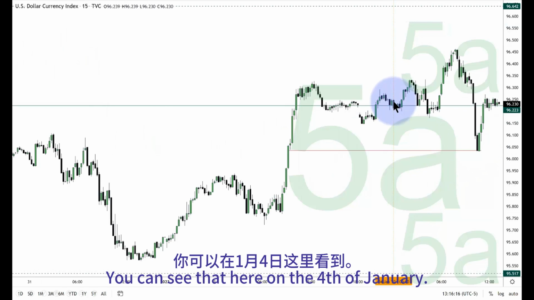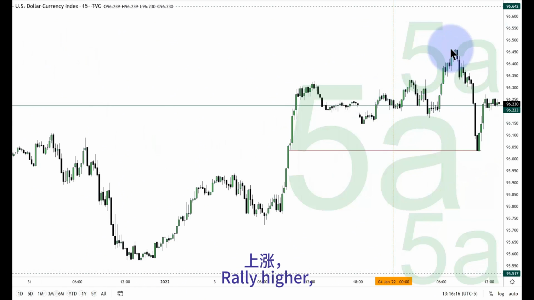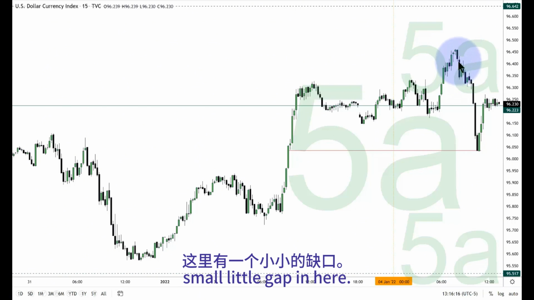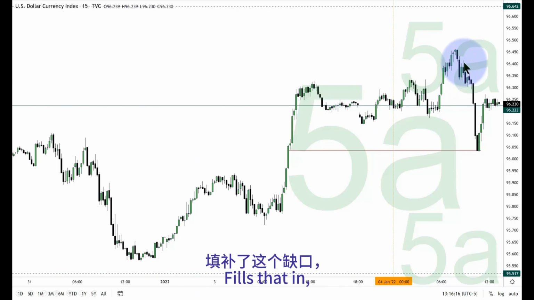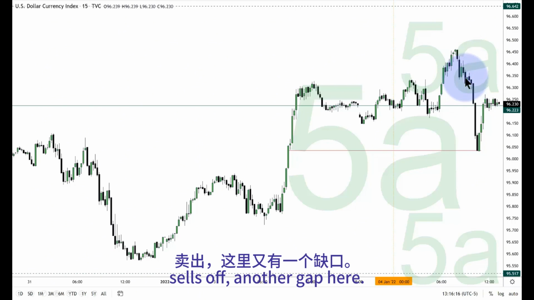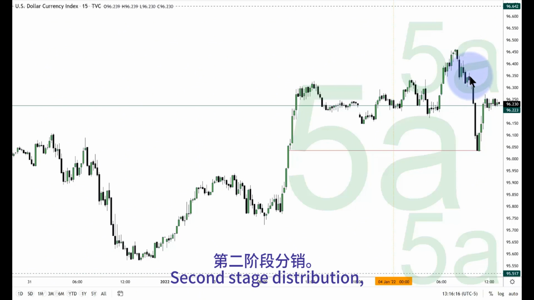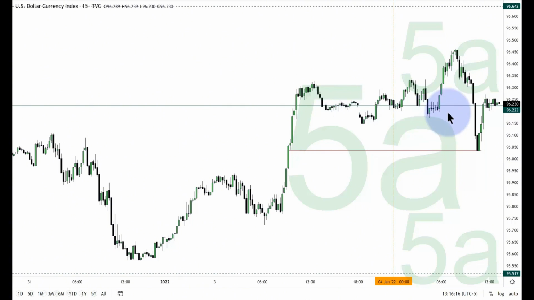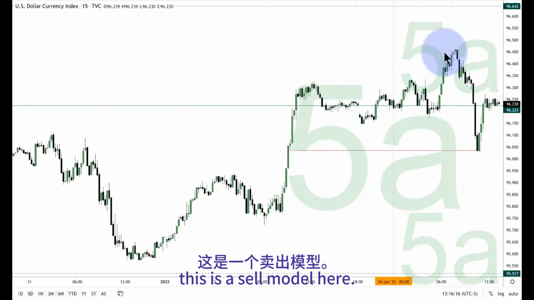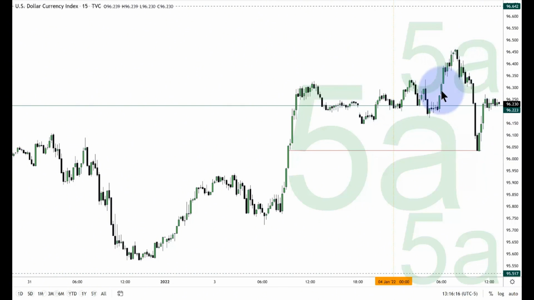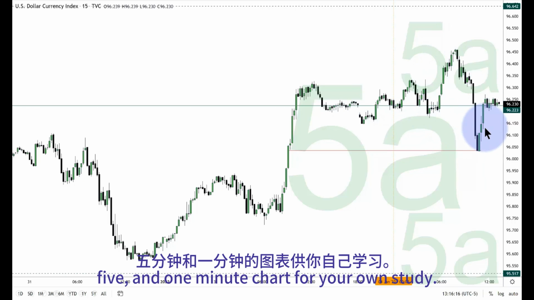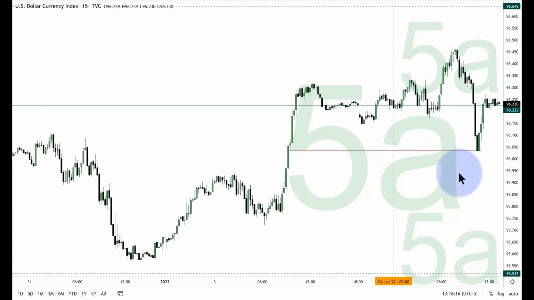You can see that here on the 4th of January. We rally higher, break down, small little gap in here, fills that in, sells off, another gap here, second stage distribution, runs for the liquidity. So this is a sell model here. You can look at that on a 15, 5, and 1 minute chart for your own study.